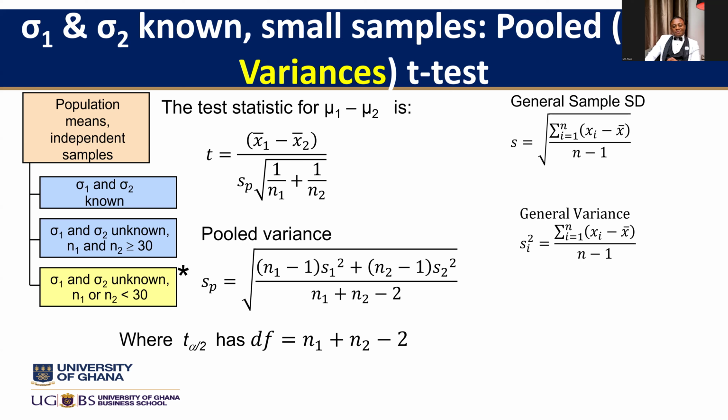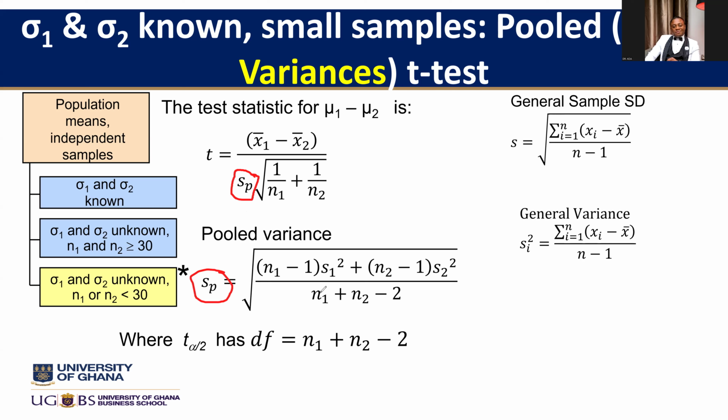The sample size is small, but then the variances are equal. And if the variances are equal, then you're going to use a pooled variance because the variances are the same. The test statistic is calculated with this standard error here. And this standard error is what calculates the pooled variance. And so you're going to use this huge formula to calculate the pooled variance.